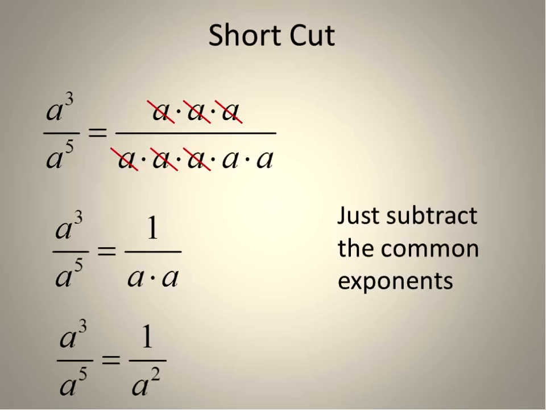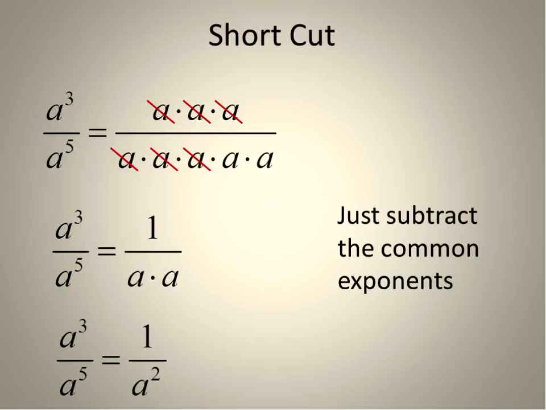Now, when we look at this question that I put up there, you might say, oh, I see a shortcut. I don't have to write A out 3 times and A out 5 times. I can just realize that there's 3 on the top and 5 on the bottom. And in the end, there's going to be 2 left on the bottom and none on the top, just 1 by itself with no A's left. And that process is to subtract the common exponents. In other words, 5 minus 3 and 3 minus 3. A to the power of 0 is equal to 1.